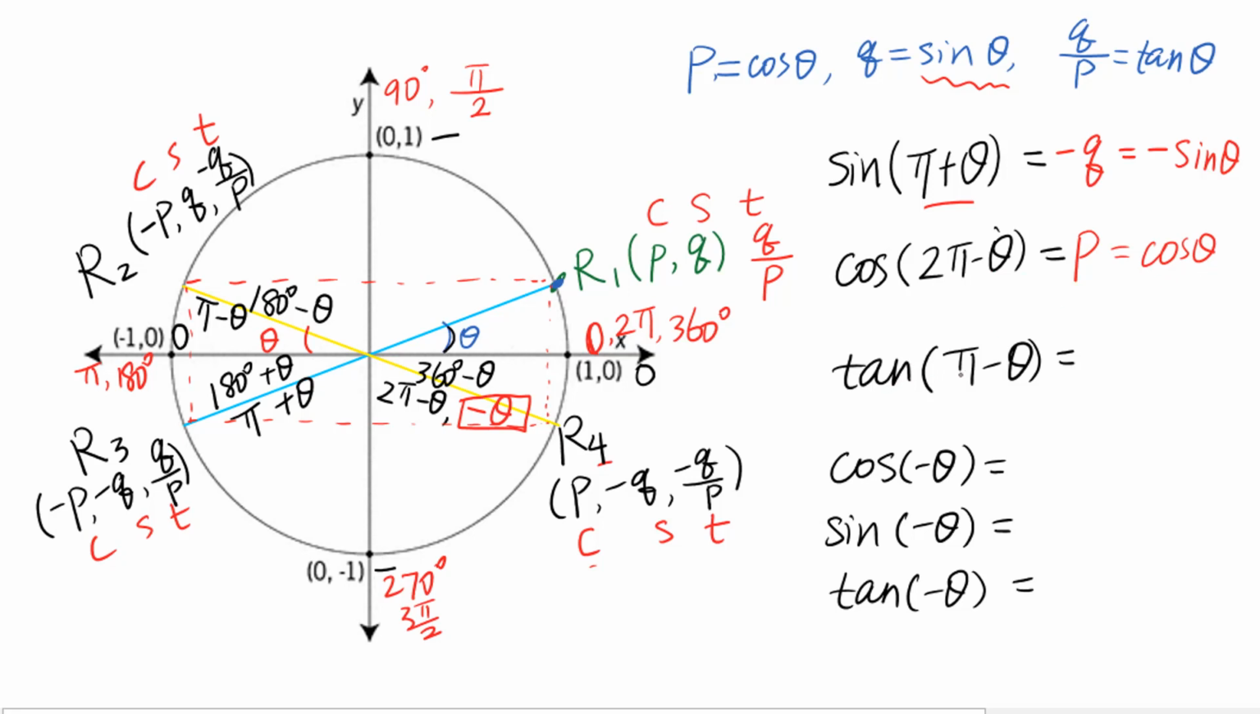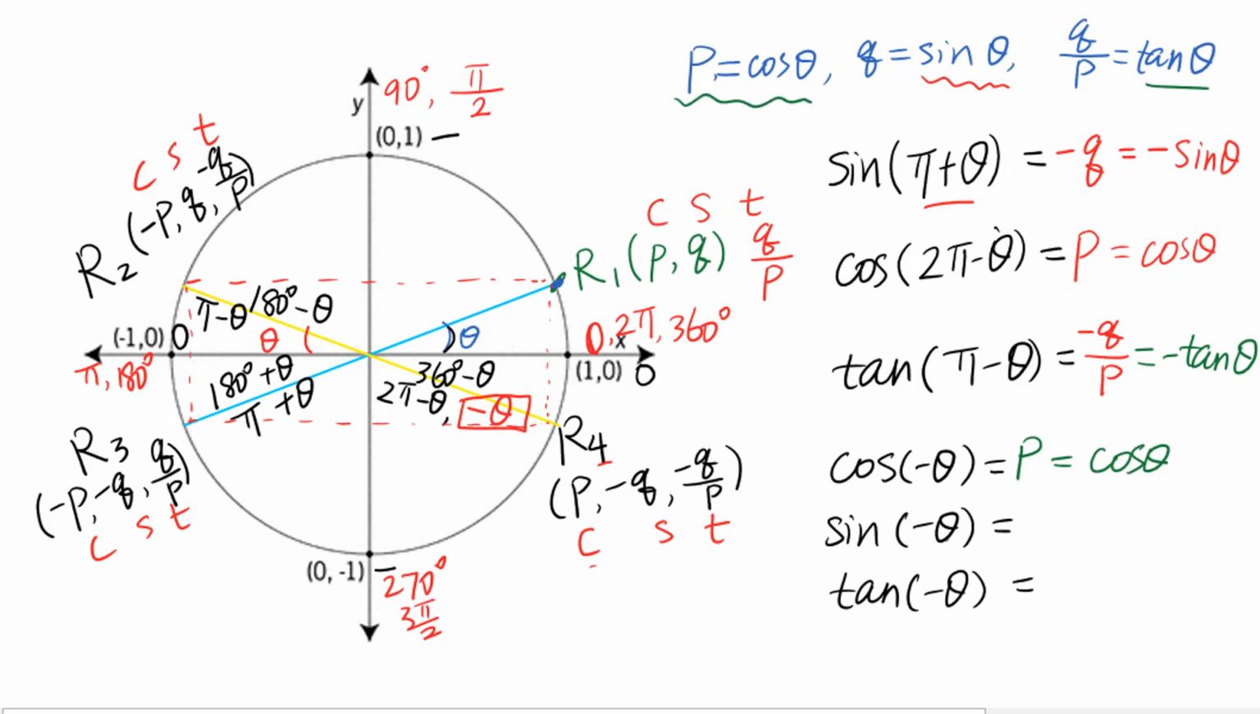For tangent pi minus theta, that's R2. Tangent is negative Q over P. Q over P, that's tangent theta. Negative Q over P, we can write down negative tangent theta. For cosine negative theta, it's R4. That equals P. P is cosine theta. It's here.